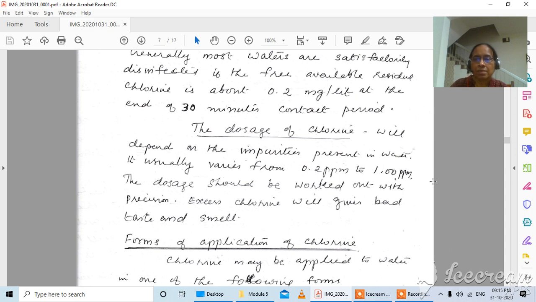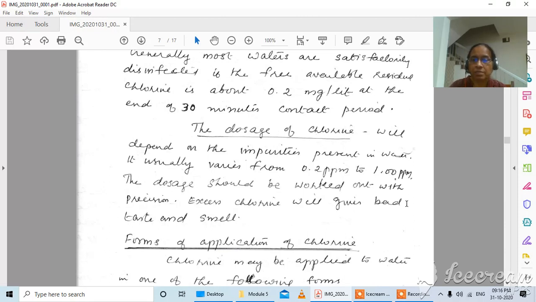Okay, the standard contact period is 30 minutes, and the free available chlorine or residual chlorine available in water is 0.2 milligram per liter. That is the standard norm. Usually if a residual chlorine of 0.2 milligram per liter is available in water, it means it satisfies all the requirements, that is the oxidation of the impurities as well as disinfection of the microorganisms.